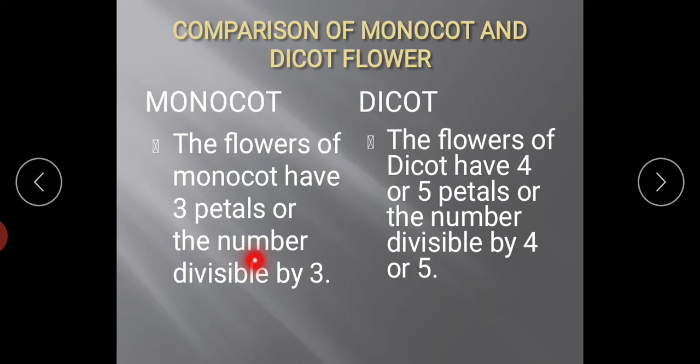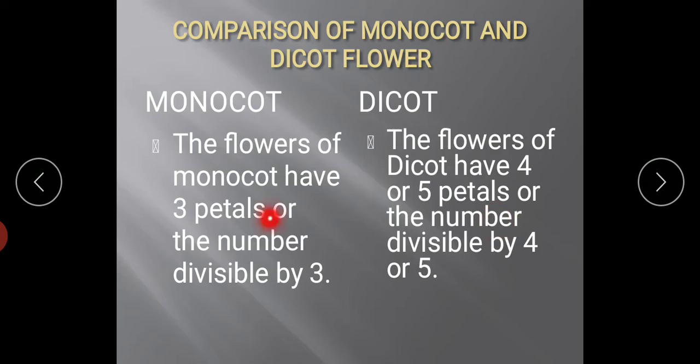If a flower has 3 petals, or a number of petals divisible by 3, it is the flower of a monocot plant. If a flower has 4 or 5 petals, or a number divisible by 4 or 5, it is the flower of a dicot plant.